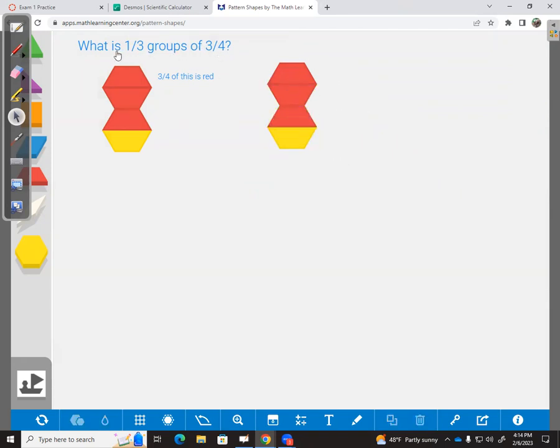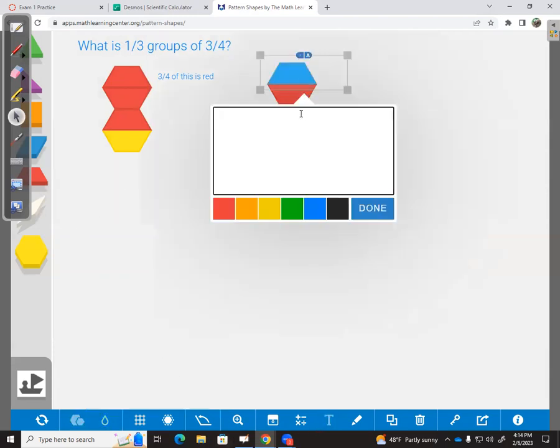Now, if I just focus, so again, what is 1/3 groups of 3/4? Now I have 3/4. What's 1/3 of that? Well, any one of these, like that one or that one, is going to be 1/3 of that 3/4. So I'm just going to shade that a different color. Let's go for light blue today. So now, just going to have a little text there. Blue is 1/3 of 3/4.